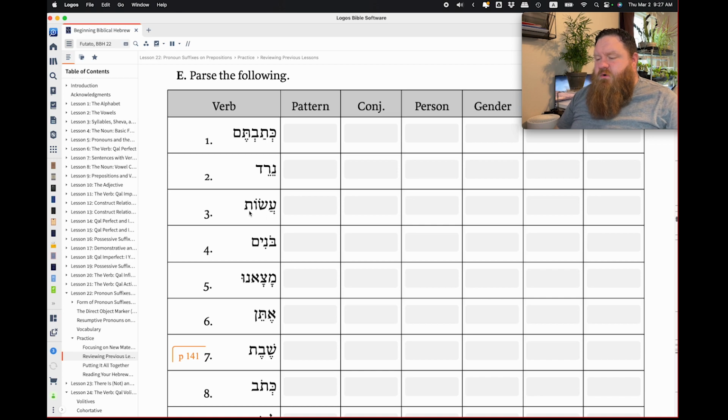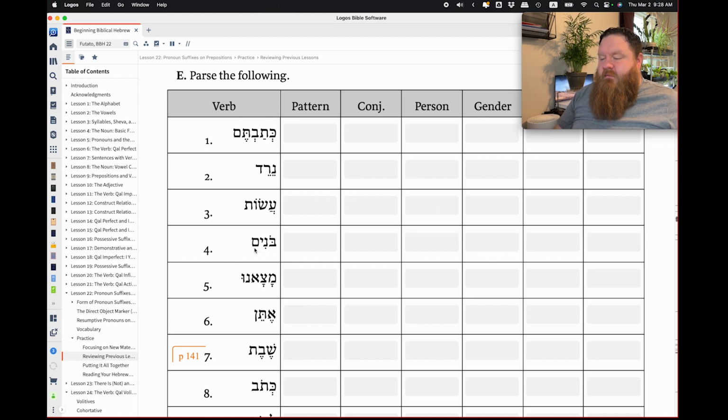Number three, we've got asot. Asot here ends in a holam vav tav. That's the thing that my eye is drawn to. When I see a holam vav tav and I know it's a verb, then there's really only a couple options here. This is either going to be a feminine plural participle, but I don't have that O class R1 vowel, or it's going to be the infinitive construct of a third hey verb. If I take the holam vav tav off and I put a hey on there, do I have a root that I recognize? Well, I would have asa. That is a root I recognize. So this is a cal infinitive construct of asa.